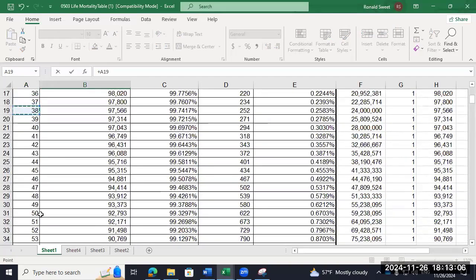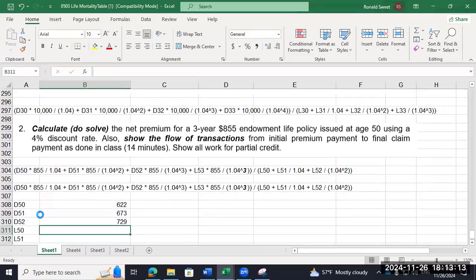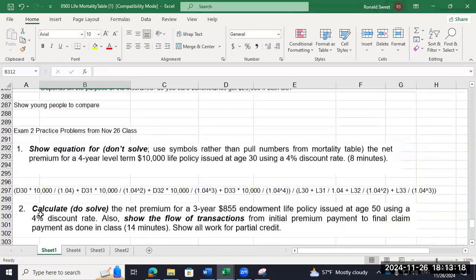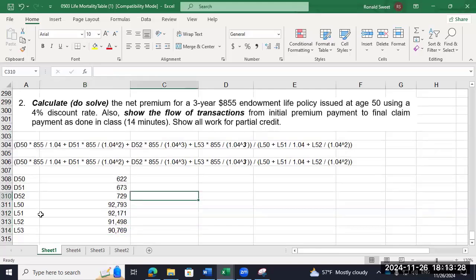So I'm going to bring those in. D50 is 622, then 673, and then 729, and L50 92. This is where you have big numbers. Unfortunately, there's big numbers here. L50, L51, L52, L53. I'm going to calculate it now. This is something to practice on your own because we're limited on time. You might practice, make sure you're getting those raised to the power all working on your calculator.